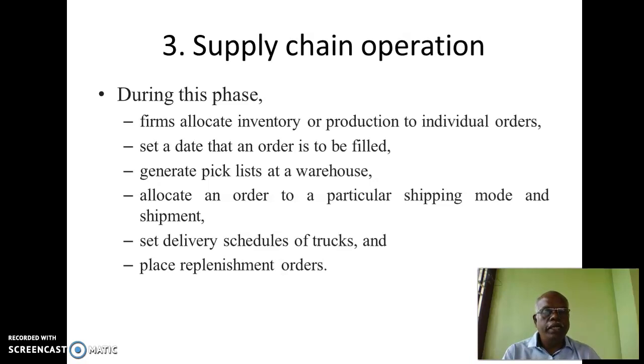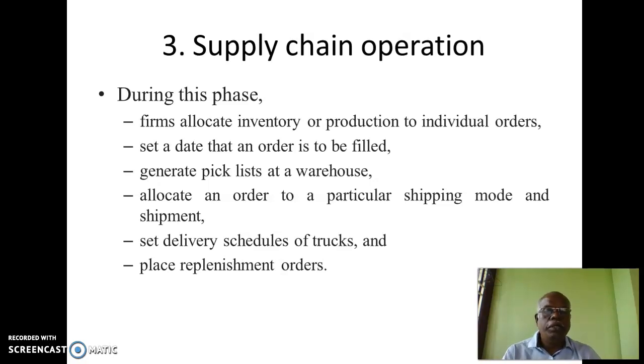If it is available already in stock, we can service the customer immediately. If it is not available, we have to produce it. Set a date that an order is to be filled. So based on the situation, if it is already available, the deadline will be very soon, or if it is to be produced, based on that we have to fix a deadline before which the order is to be satisfied. Generate a pick list at a warehouse. So if it is available in the warehouse, how are we going to take it from different warehouses.